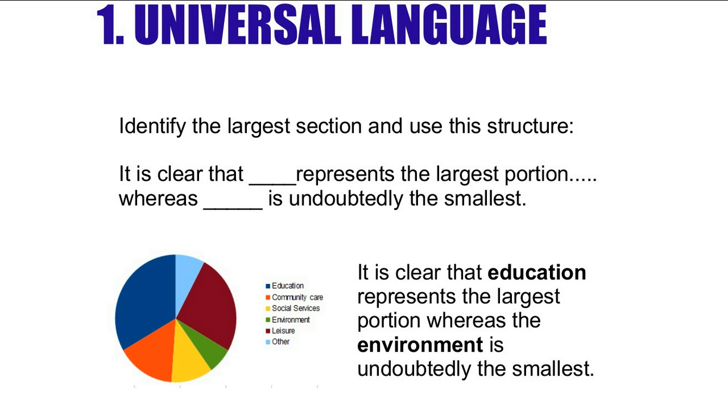Let me put it in context. It is clear that education represents the largest portion, whereas the environment is undoubtedly the smallest. One very easy sentence, and you can use it in every single pie chart essay. Okay? Well, not every single, there may be some cases where you cannot use it, but just as a general rule, it's good to have a sentence like that.